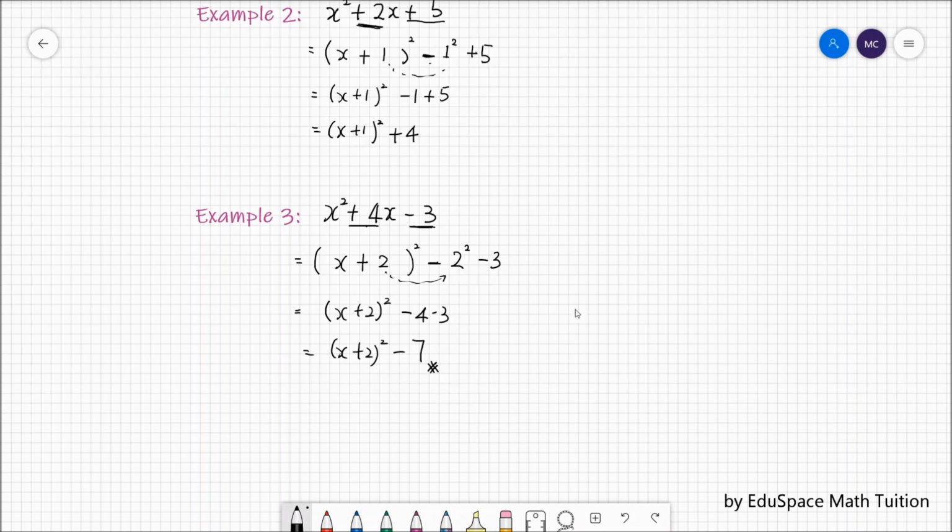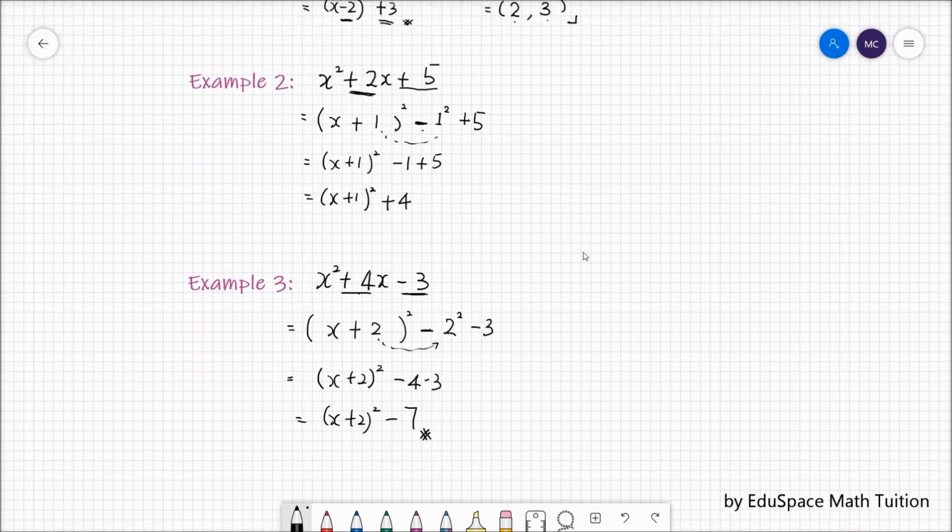So I hope you actually learned, and then let's watch the part 2 video in order to understand why this completing the square has these steps involved.